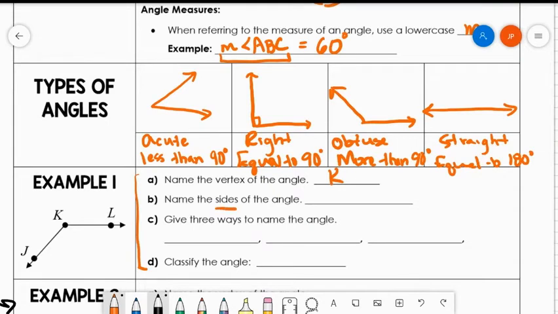The sides of the angle are those 2 rays that meet at that common endpoint, that meet at K. The important thing about naming these sides of the angles is you always have to start with the endpoint. Rays, you need to start with the endpoint. So I'm going to say those rays are KL and KJ. And notice the way that I say ray KL or ray KJ is I draw a little ray right on top of it.